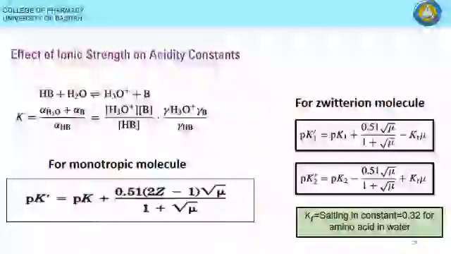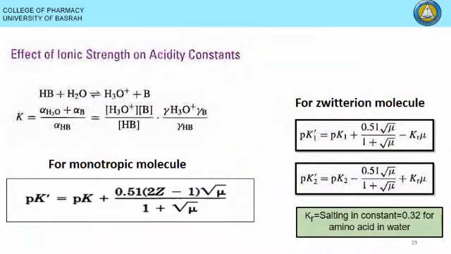So now, what is the effect of ionic strength on the acidity constant? Actually, when we talked previously about the acidity constant, we usually used the multiplied concentrations divided by the concentration of the original acid. But it is not the real picture, because of the effect of ionic strength. When we have a dilute concentration, that is true.